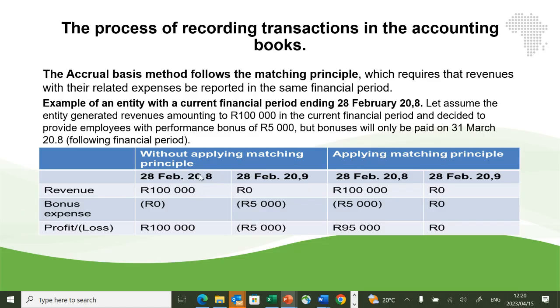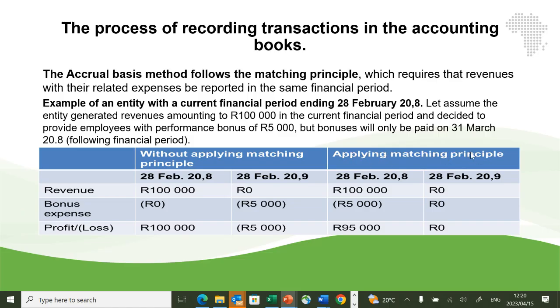Because now in 20.8, you'll be reporting a profit of 100,000, and in 20.9, you'll be reporting 5,000 of expenses, which is your bonus that you have paid to your employees. But now, because we know that without applying the matching principle, we end up overstating or understating our expenses in that particular year, then we have to apply the matching principle.